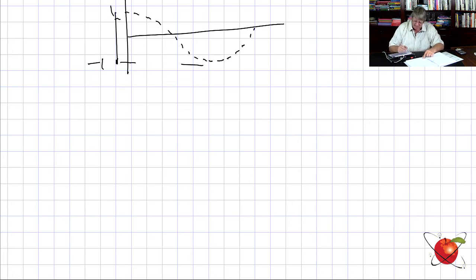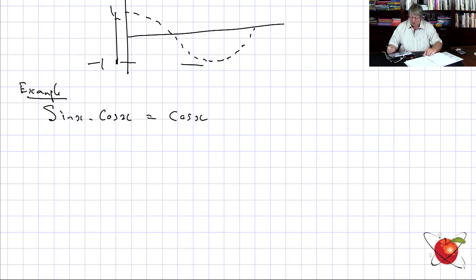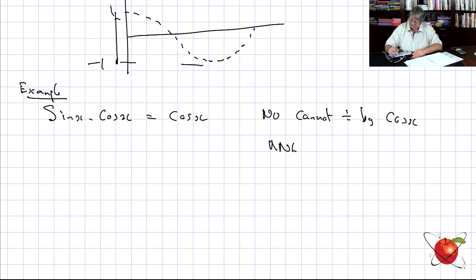Look at this. Example: sine x times cos x equals cos x. Oh, you think, okay, cool. Hang on. I divide through by cos, right? To cancel it out. No. No. You cannot divide by cos x. Unless. Okay. No, let's just stop with that. You can't divide by cos x.